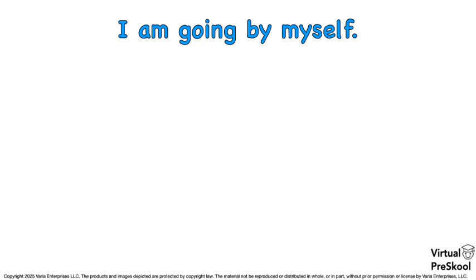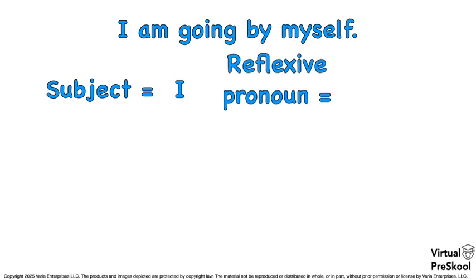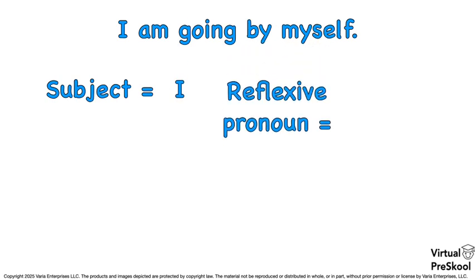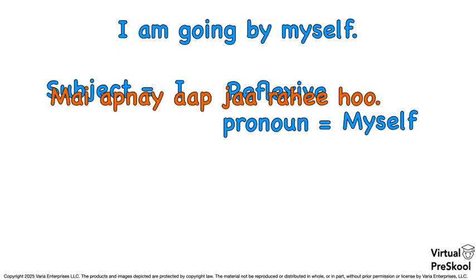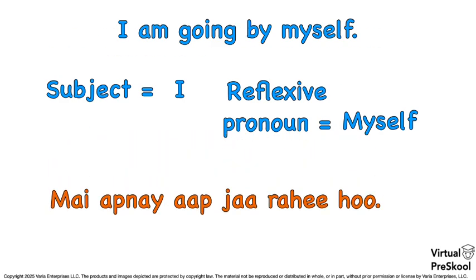Here's an example of one. I am going by myself. What's the subject? I. What's the reflexive pronoun? Myself. Do you see how myself and I are the same person? So this sentence in Hindi would be, मैं अपने आप जा रही हूँ. If a male said it, मैं अपने आप जा रहा हूँ.